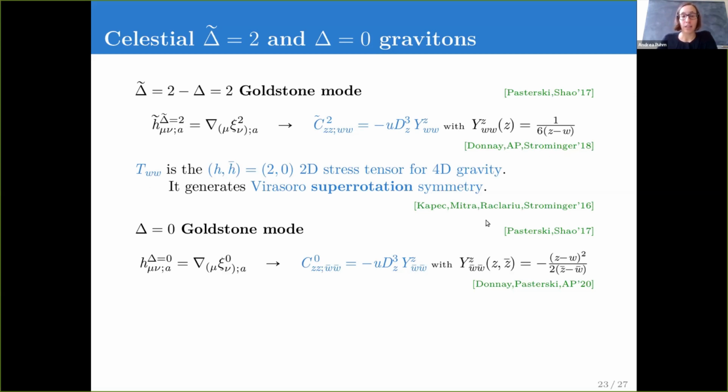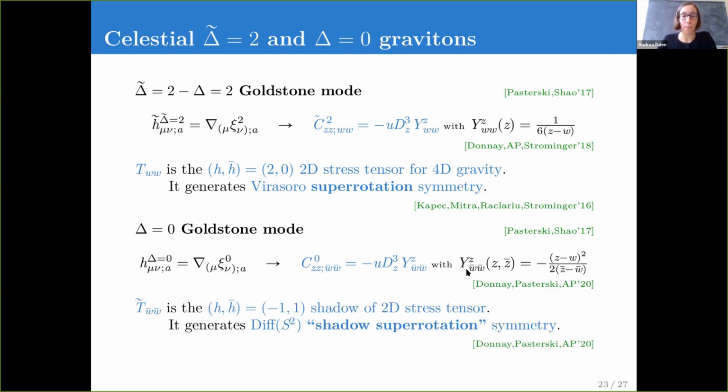On the other hand, for this dimension 0 Goldstone mode, we have a vector field that's non-meromorphic. And it turns out that the conserved charge with respect to this symmetry is actually the shadow transformation of this 2D stress tensor. So this has weights minus 1,1, and it is the generator of a particular diffeomorphism symmetry, namely for this vector field, which for obvious reasons we have denoted as a shadow superrotation symmetry.